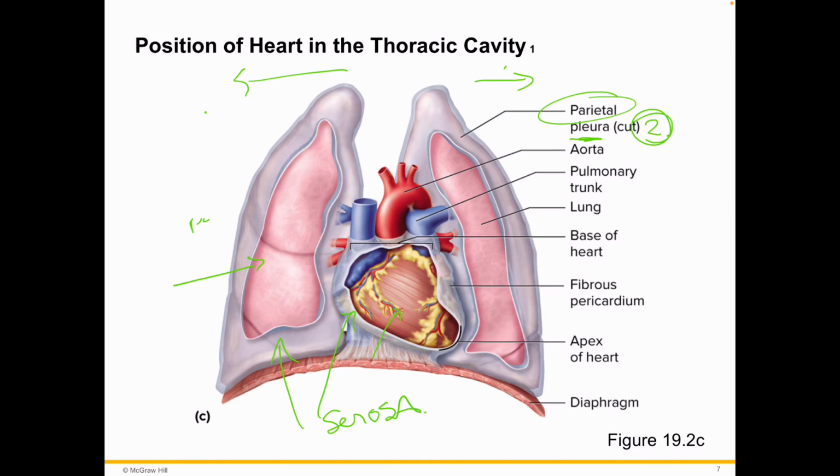Let's see. We talked about the pulmonary trunk. This is going to go off into the lungs, right? It actually splits off. And let's see here. There's the lungs, base of the heart. We talked about the pericardium. Let's talk pericardium. Cardio, heart. Peri means not quite the heart, sort of the heart. And so this is going to be a layer of protection around the heart, right?